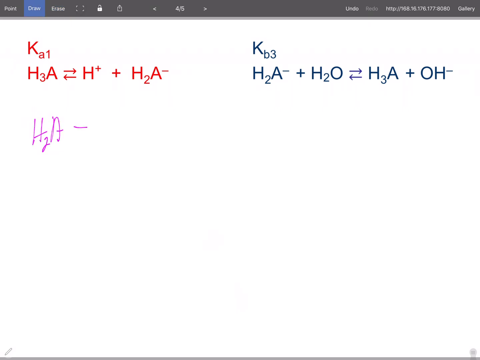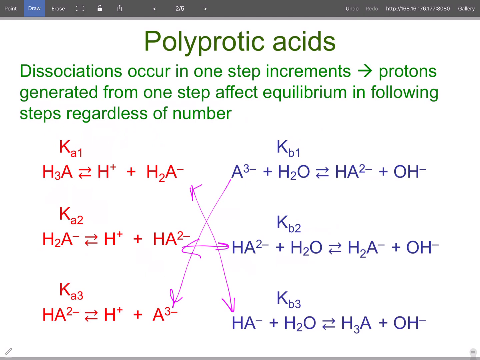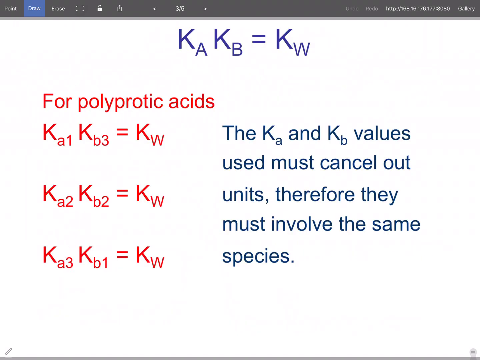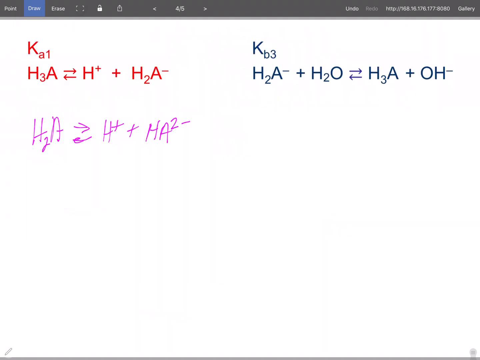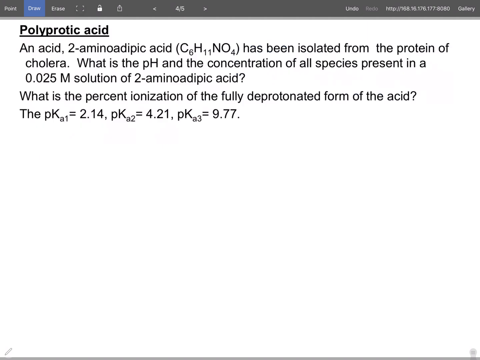Ka2 will dissociate into H plus and HA2 minus. Now, my recommendation is work through this. This is right here again. Remember, the bases start with the fully deprotonated and the acids with the fully protonated. And you can look at these and work through them. So, again, my recommendation is you finish this out so you have the information there.